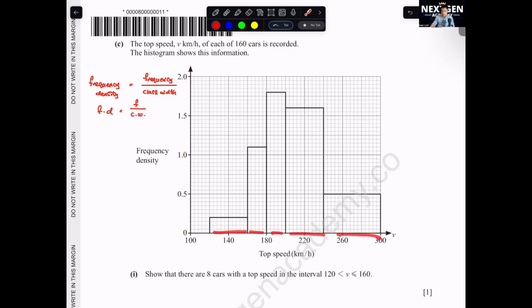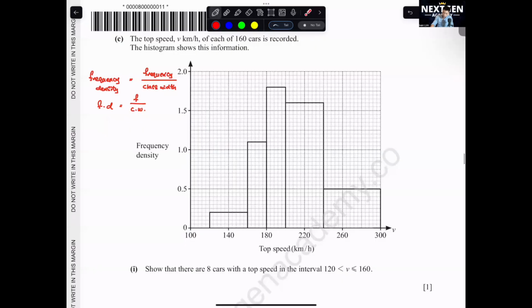Okay, they can potentially ask you to calculate your frequency density, or another possible question, which is this one here, is they ask you to find what your frequency is. Okay, so you just rearrange this formula. You all see here, they want you to show 8 cars. So 8 cars means how many? Means your frequency. Your formula here will be, you just rearrange, FD multiply CW equals F.